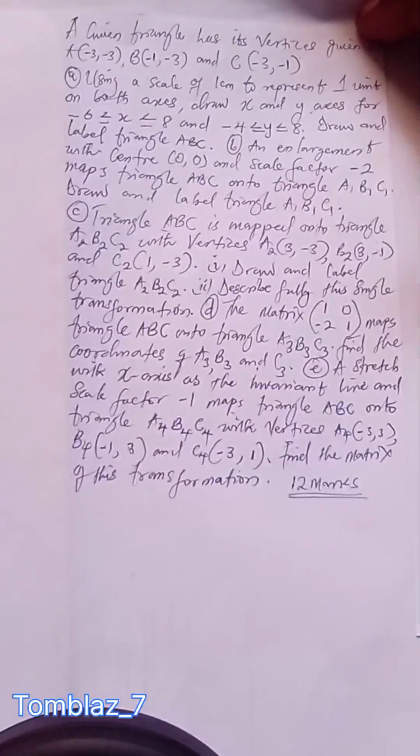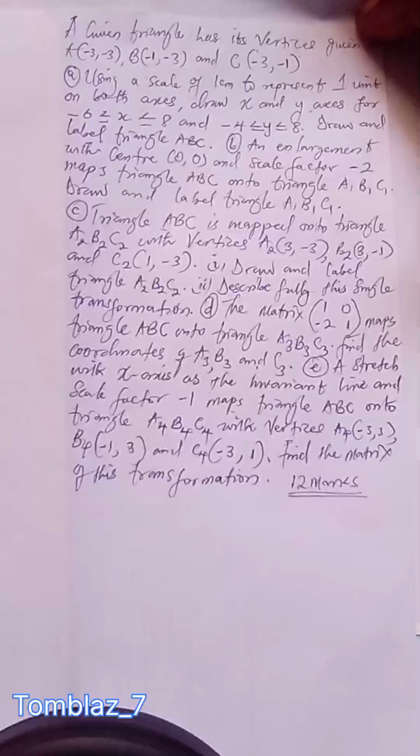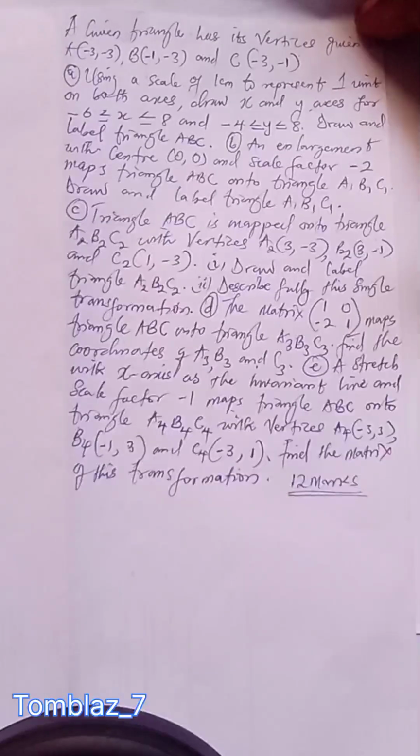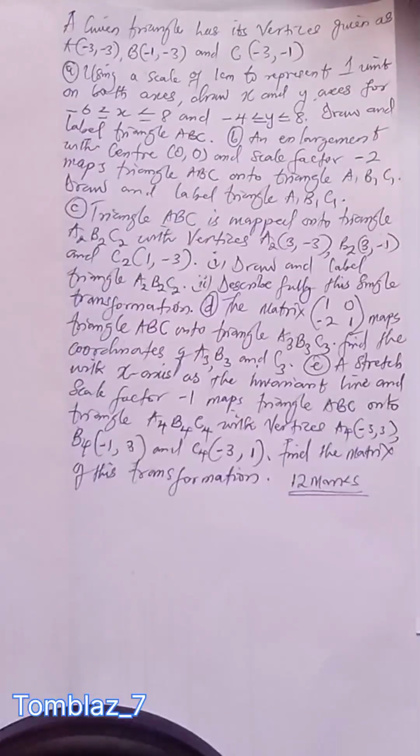Then E, a stretch with x-axis as the invariant line and scale factor minus 1 maps triangle ABC onto triangle A4, B4, and C4 with vertices A4 minus 3 and 3, B4 minus 1 and 3, and C4 minus 3 and 1. Find the matrix of this transformation, and the total marks are 12.